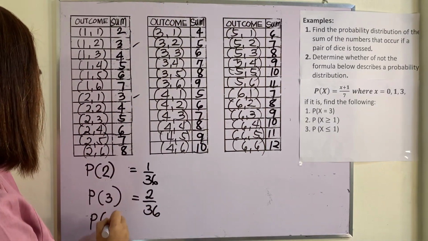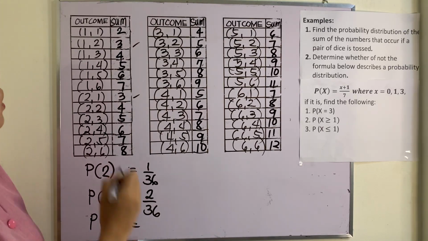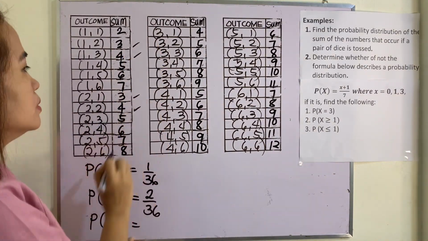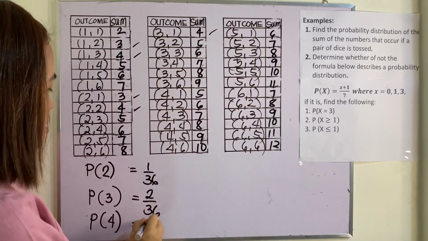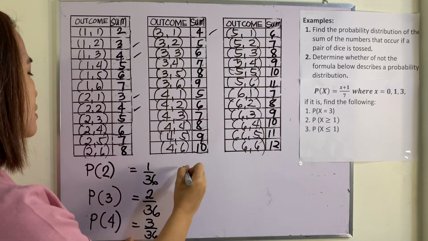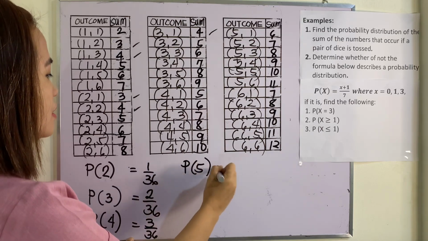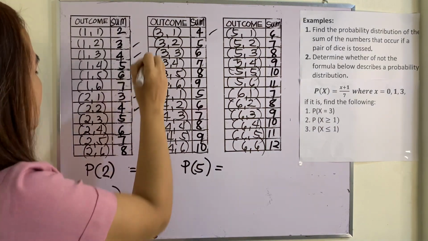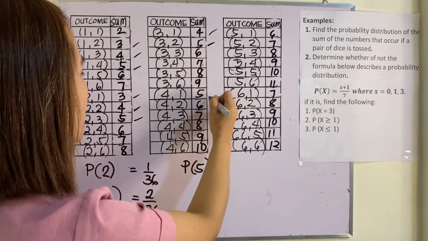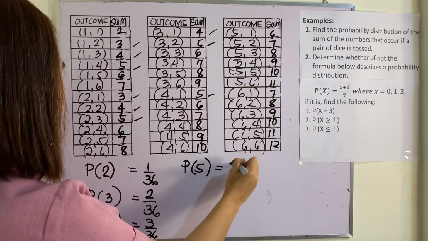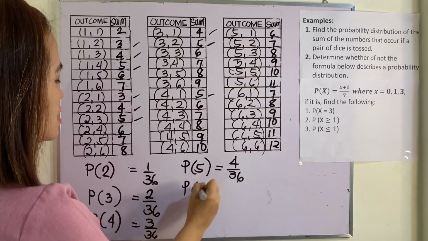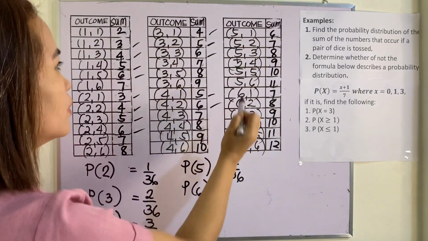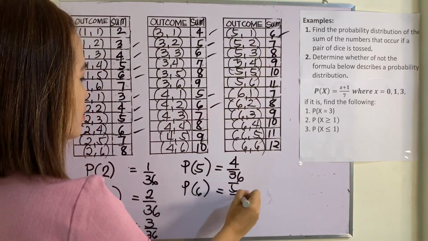What about P of 4? What is the probability of getting a sum of 4? We have 1, 2, 3. So that is 3 over 36. What about P of 5? What is the probability of getting a sum of 5? We have 1, 2, 3, 4. So we have 4 over 36. P of 6. We have 1, 2, 3, 4, 5. So that is 5 over 36.